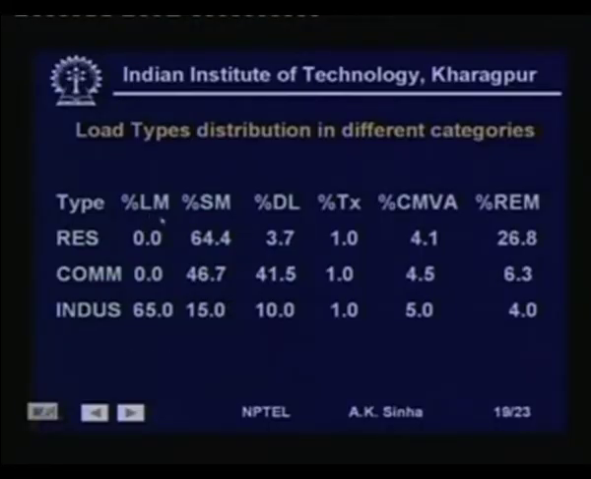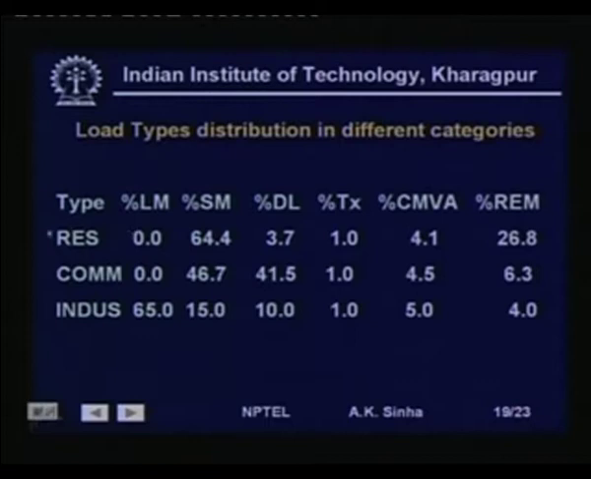So, here I have given just some typical values of different kinds of loads in these different sectors. LM represents large induction motors, SM represents small induction motors, DL represents the lighting loads, TX represents transformer kind of load, CMVA means constant MVA load, and the rest is all mixed up kind of loading which it is difficult to identify exactly.